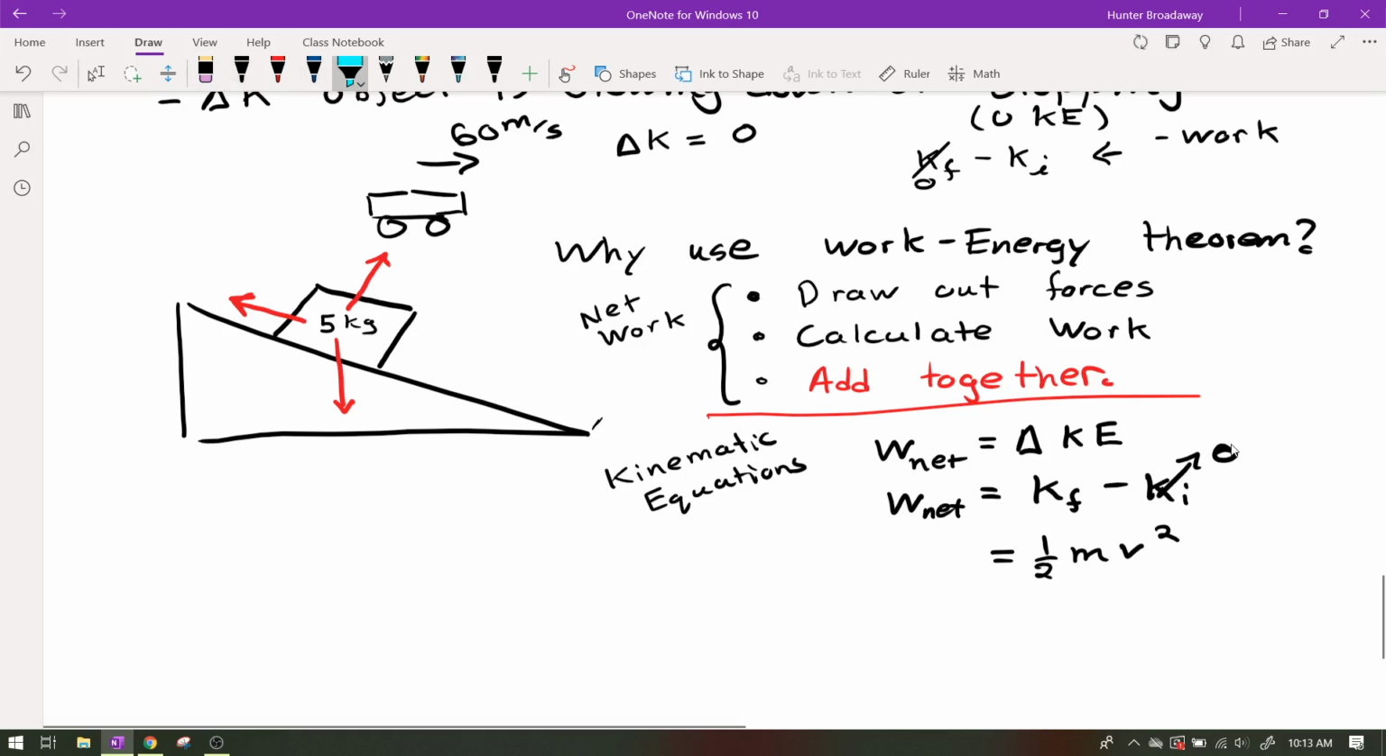And the good thing about this one is if we can find this velocity, we have the answer. Okay, that's it. Because we've already got the mass, we know that that's 5 kilograms. So if we can find that velocity, we are good to go. We just have to find it. That's the hard part. And in order to do that, we would have to use the kinematic equations to be able to solve for that.